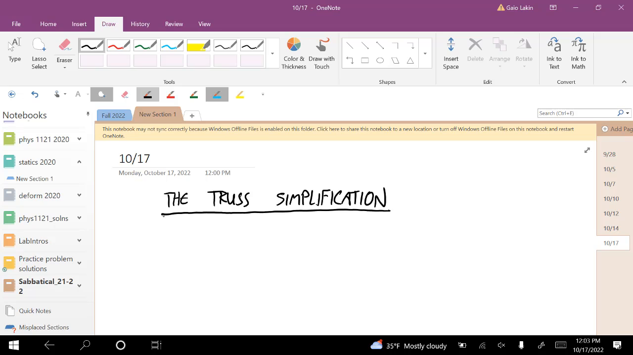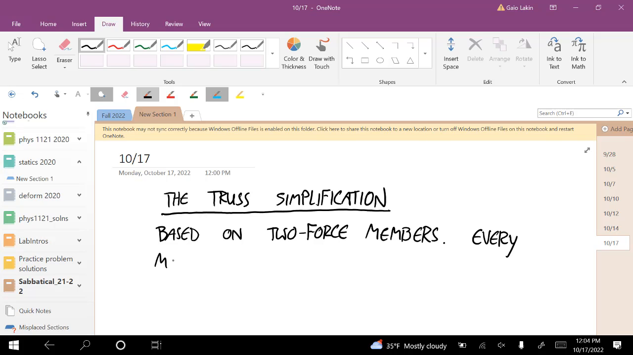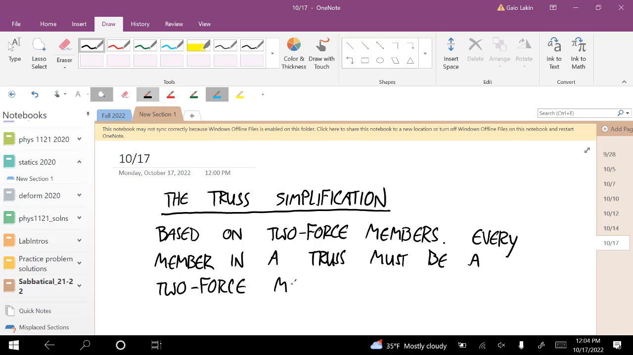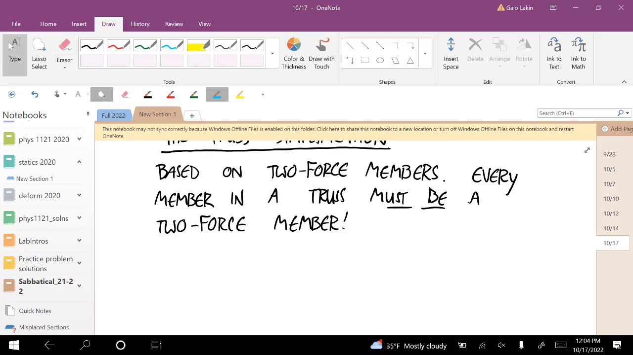But okay, so the truss simplification is based on 2/4 members. Every member in a truss must be a 2/4 member. Okay, so what's the deal with 2/4 members?